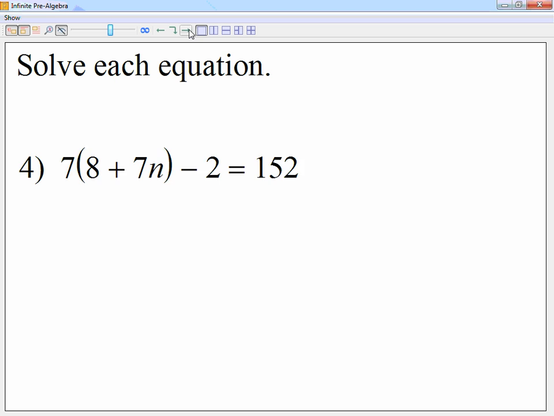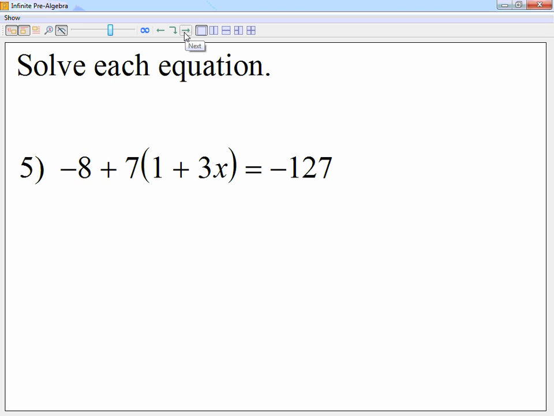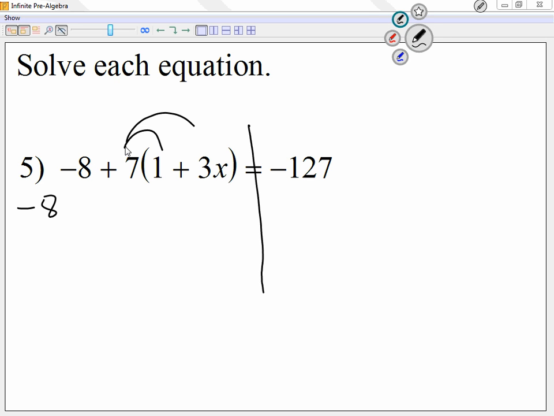Let me skip to number 5. Let me just take a look at number 5. I'm going to separate this. That negative 8 has nothing to do with the parentheses, so do not combine negative 8, positive 7. Do not combine it just yet. I'm going to have negative 8. I'm just going to copy it because it has nothing to do with the parentheses. Multiply the 7 to the inside, so I get 7 plus 21x is equal to negative 127.